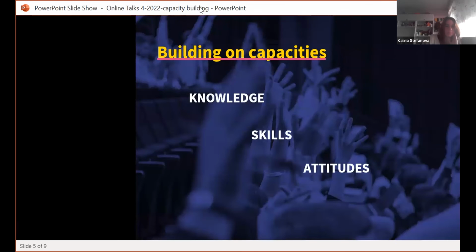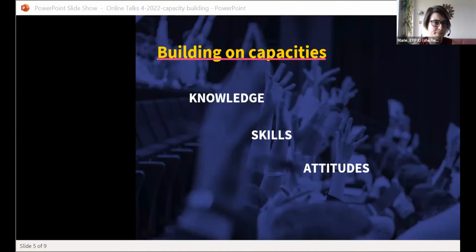When we build capacity building trainings, we always look at 3 aspects, which are knowledge, skills, and attitudes. As I said, in non-formal education, we always look at these different sides.